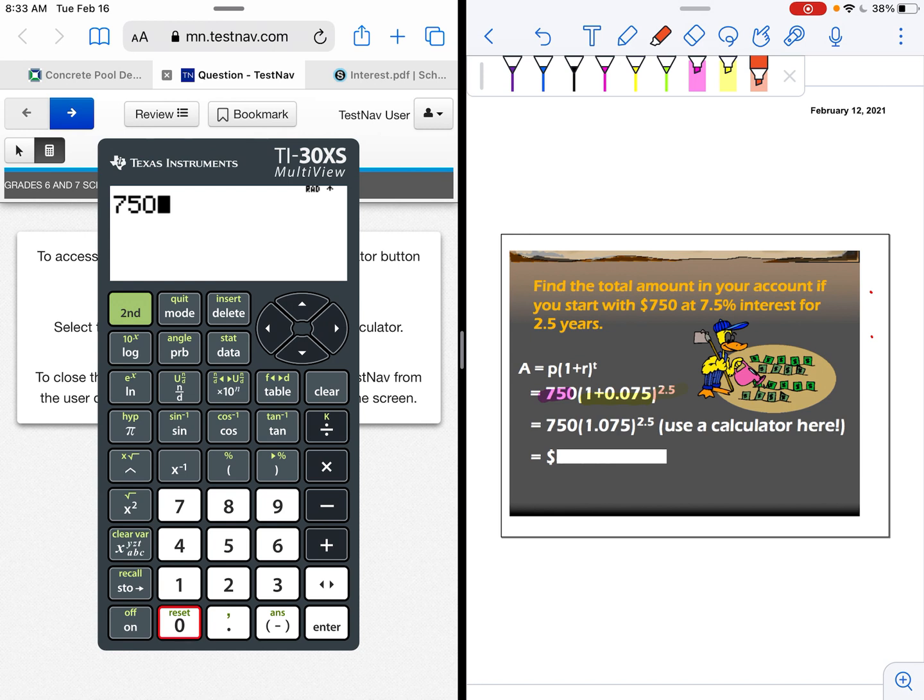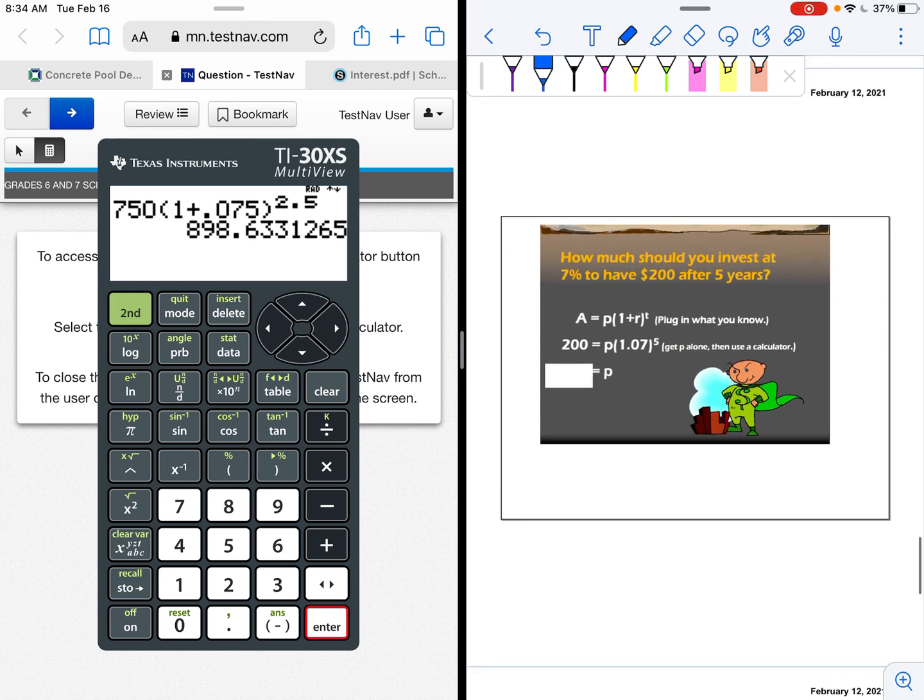I'm going to do 750, and I'm going to use my parentheses and do 1 plus 0.075. Close your parenthesis. Remember, here's your caret key, and the caret key pulls it up and makes it an exponent. And then I'm going to do 2.5. And when I hit enter, that amount already has the interest added to the 750. So that amount actually includes the original principal. And remember, dollars only go out 2 decimal places, so I do have to round it. So you'll have $898.63 at the end.